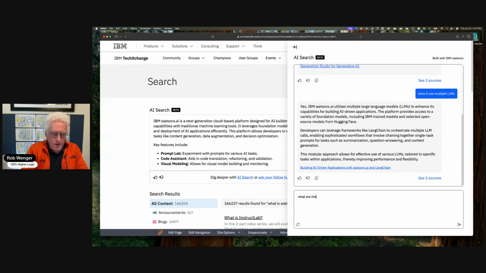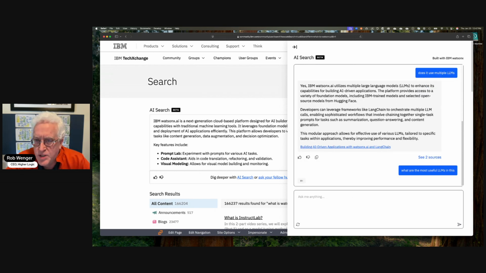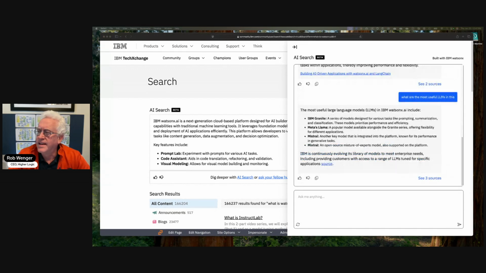what are the most useful LLMs in this? It knows what this is, so it keeps track of the conversation, right? It knows I'm talking about watsonx AI, and hopefully it'll tell me some pretty cool stuff about that. And let's see, most useful: Granite, Llama, Mistral, and Mixtral. Okay, so there are a ton of them in there.